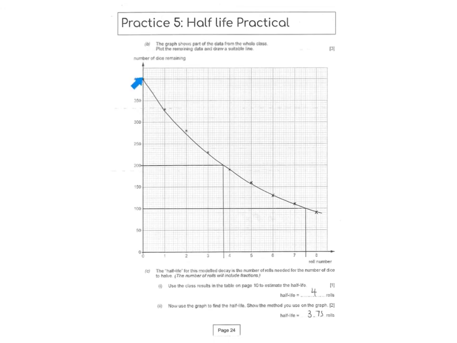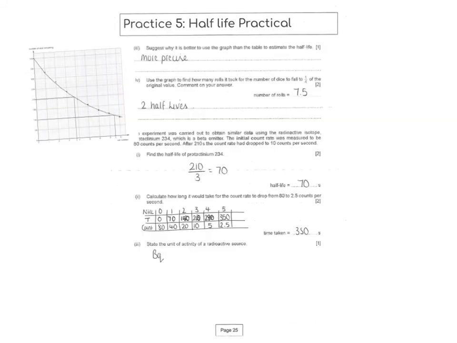Now use the graph to find the half-life and show the method you used. So we started at 400 dice, halve it to 200, and we go across and down, and I end up with an answer of 3.75 rolls. Suggest why it's better to use the graph and the table to estimate half-life, because we're more precise. Instead of just saying around 4 rolls, it was 3.75.